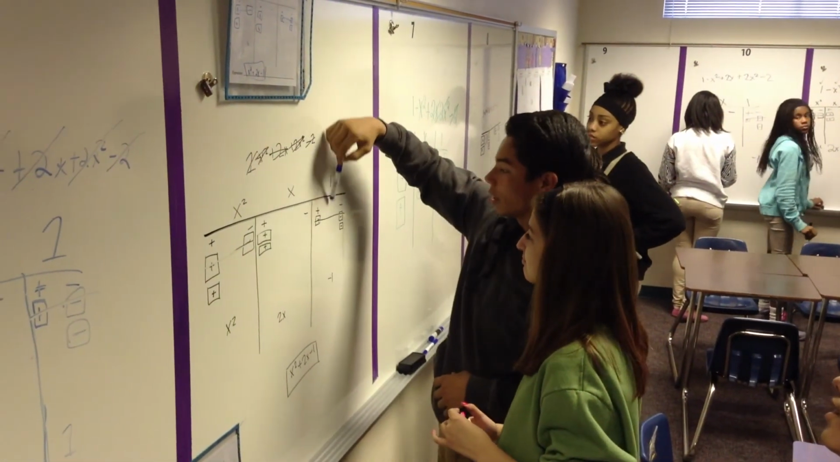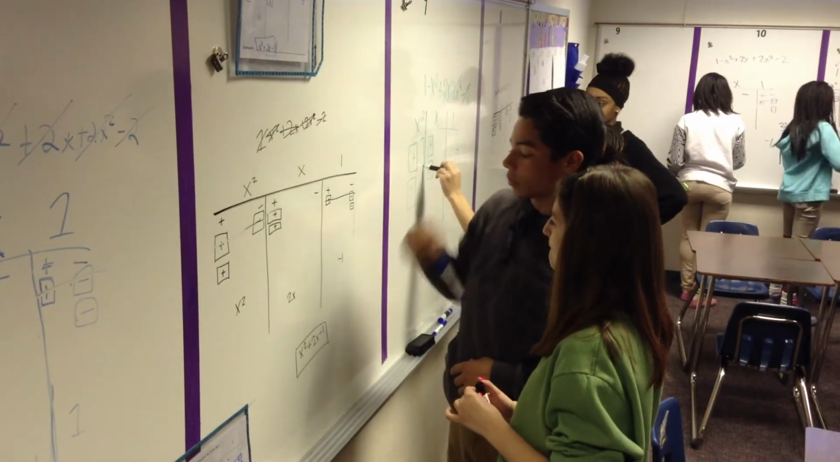So you see left over here is 1, 2, 3, 4, 5. Okay. What do you have? What number do you have?